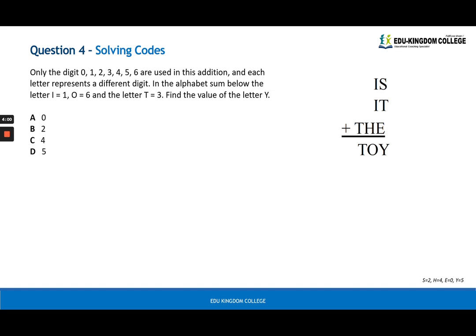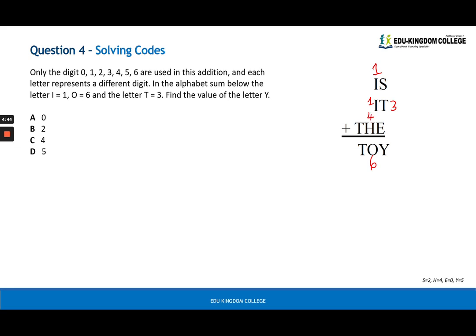Right, number 4. So only the digits 0 to 6 are used in this addition, and each of the letters represent a different digit. They've given us some of them, okay? So we know that I is 1, okay, I is 1. We know that T is 3, and O is 6. Okay, so what does that tell me? This is not really lined up, sorry about that. But we know that I here is 2, okay? So H, it must be either 4. It could be 3 if there was a carry on, okay? But I'm going to put 4 for now.